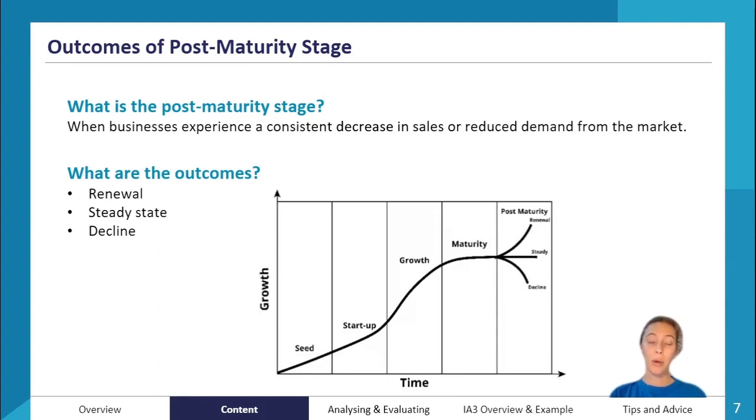When you're in post-maturity, you can continue up by renewing the business and then continuing on the trajectory upwards. We can also have a steady state where nothing really happens. And then we've got decline as well, where businesses are going to think about downsizing or closing completely because of, like we saw, reduced demand, reduced sales, those sorts of things.